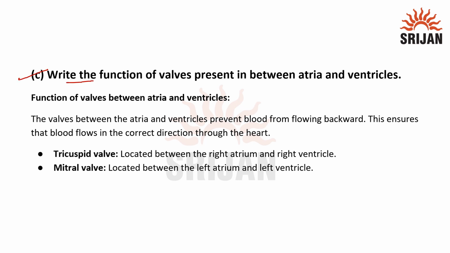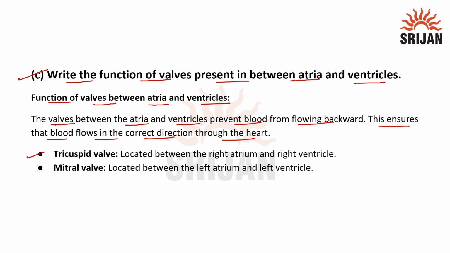Now let's answer the C part. Write the function of valves present in between atria and ventricles. The answer for this question is function of valves between atria and ventricles. The valves between atria and ventricles prevent blood from flowing backward. This ensures that blood flows in the correct direction through the heart.